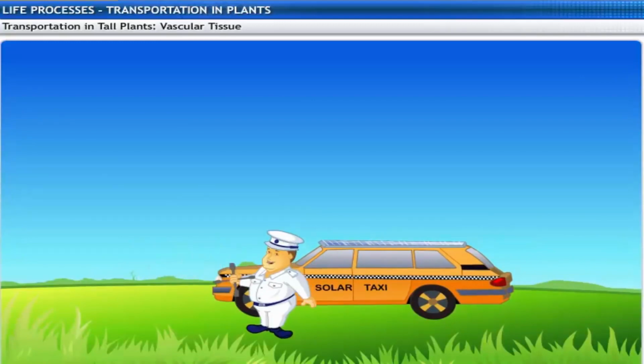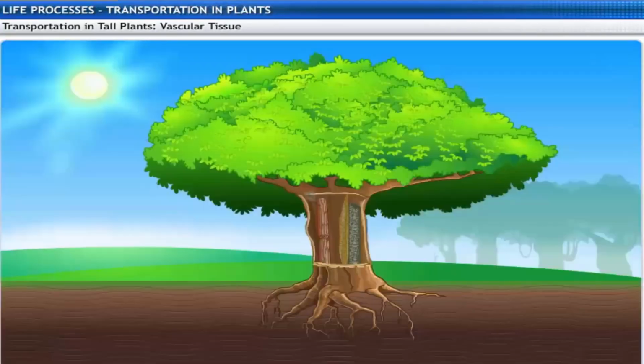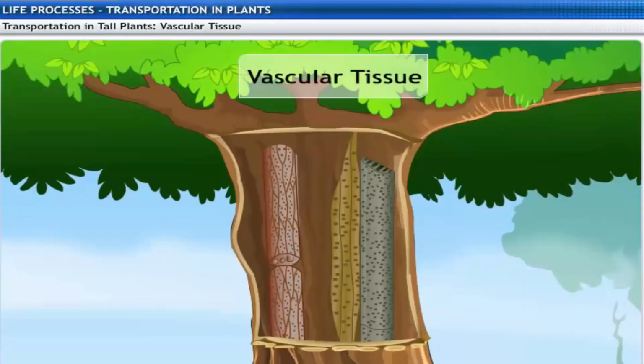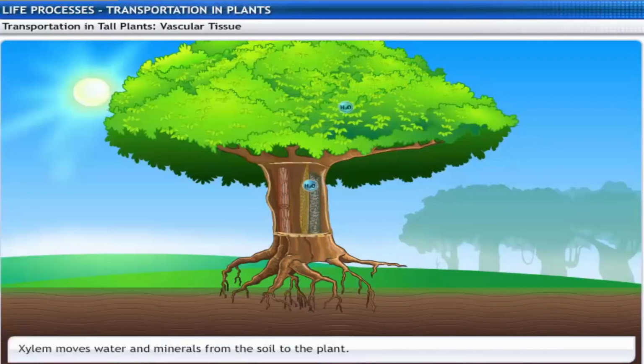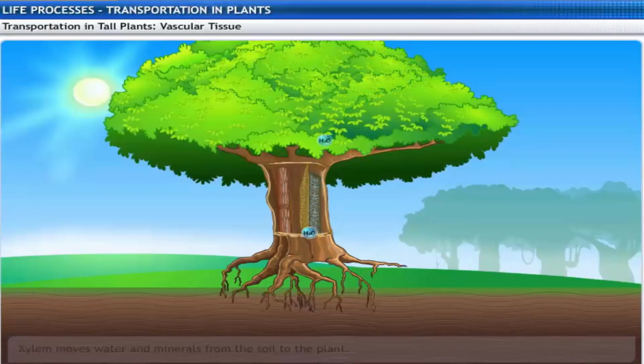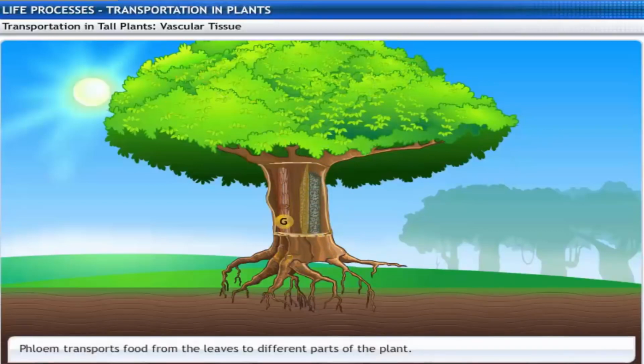There's a fix to every problem. Tall plants have transport systems called vascular tissues, which move raw materials from the roots and food from leaves. This happens through 2 sets of conducting tubes that work independently. The xylem moves water and minerals from the soil to the plant. The phloem transports food from the leaves to different parts of the plant.